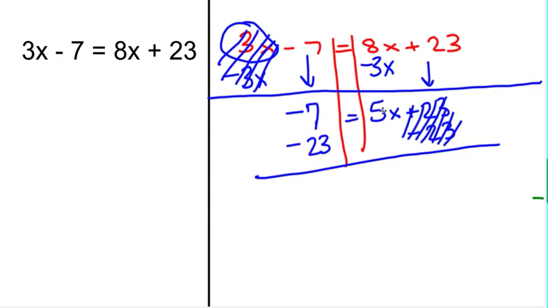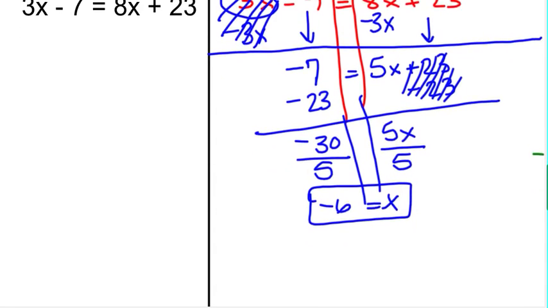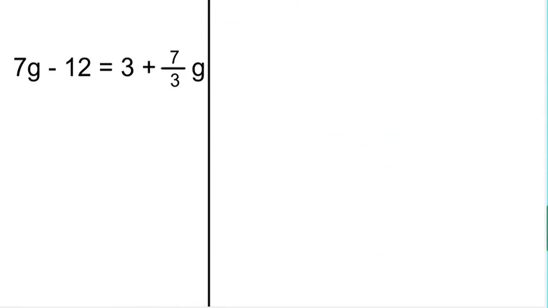And when I do that, this will leave me with a 5x on this side. And -7 minus 23 is -30 on this side. Finally, I need to divide to get that x by itself, and that will leave me with a -6. Again, it doesn't matter how you solved it. You may have gone a different way, but that would be your answer.